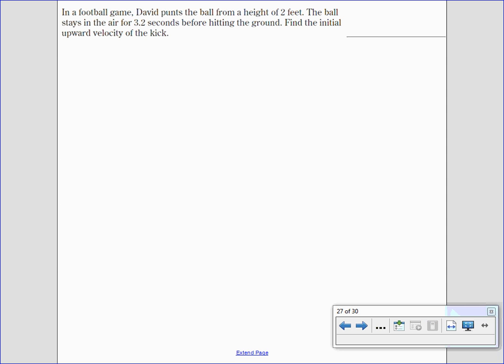In a football game, David punts the ball from a height of 2 feet. Okay, so I know that's my initial height, h sub 0. The ball stays in the air for 3.2 seconds before hitting the ground. So that's my time t until it hits the ground. And then find the initial upward velocity of the kick. My initial upward velocity is v sub 0. Let's start with my original equation and see what we can fill in. So my original projectile motion equation is given by h equals, because we're working with feet, I'm going to use the 16 or the 4.9? 16. It's always negative because it's an upside down parabola. So everybody, you get the negative 16 t squared for free because we're working with feet.